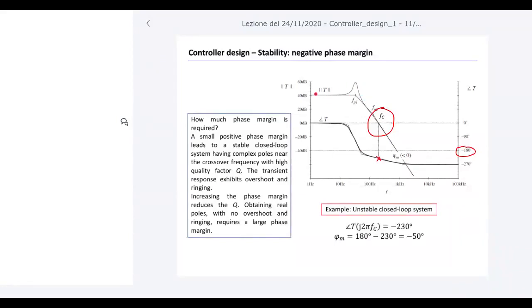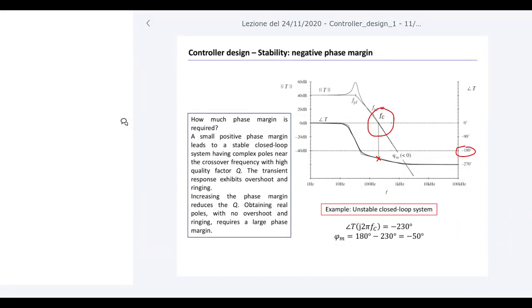It should be for sure large at DC, and then it should stay large up to the crossover frequency, at which you have, say, a phase margin which is larger than 60-90 degrees. Okay, this is the reason for the stability; you can get these results.